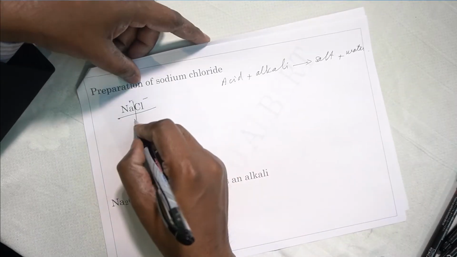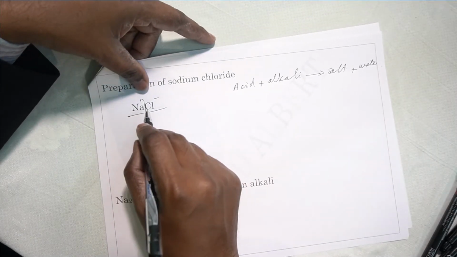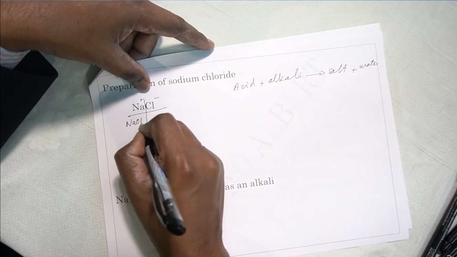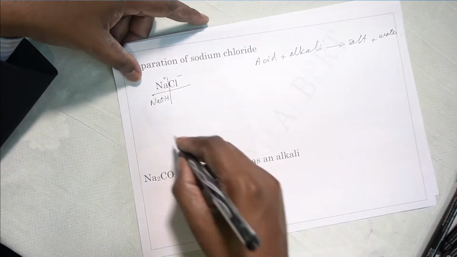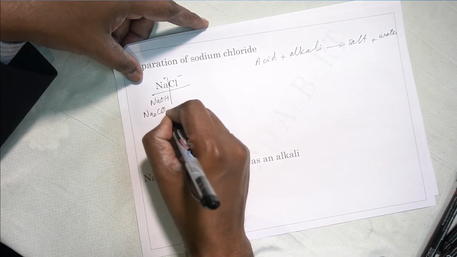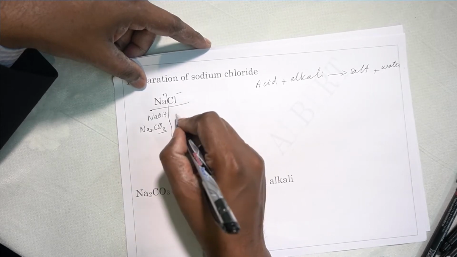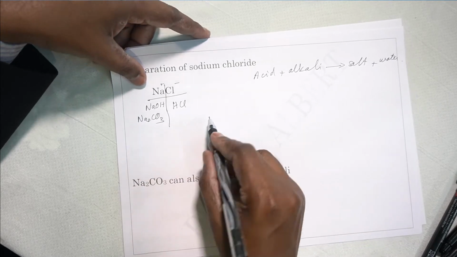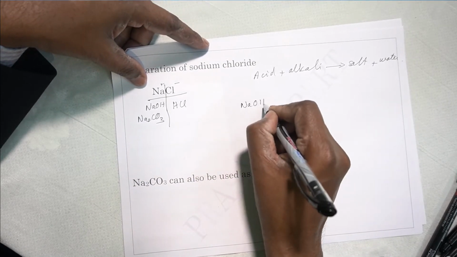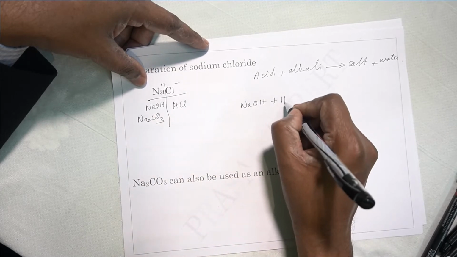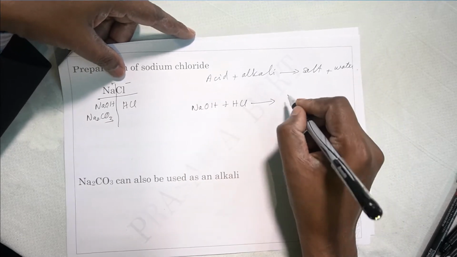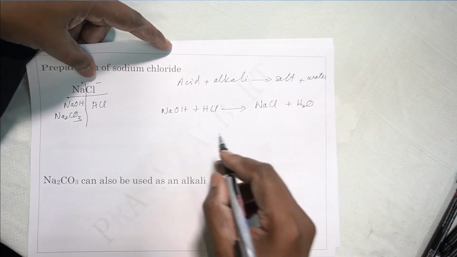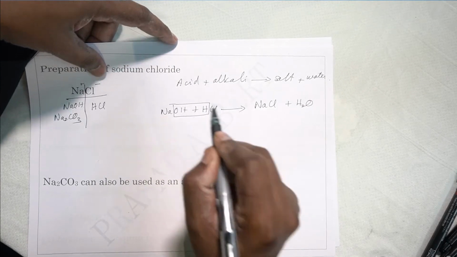So where will you get Na? For sodium ions, we take an alkali, that is NaOH. You can take NaOH or you can take Na2CO3, another alkali. And the acid is HCl, hydrochloric acid. This will give us the Cl- ion. So the reaction will be NaOH plus HCl, hydrochloric acid, gives you sodium chloride, NaCl, plus H2O, water. The OH and H are removed as water.